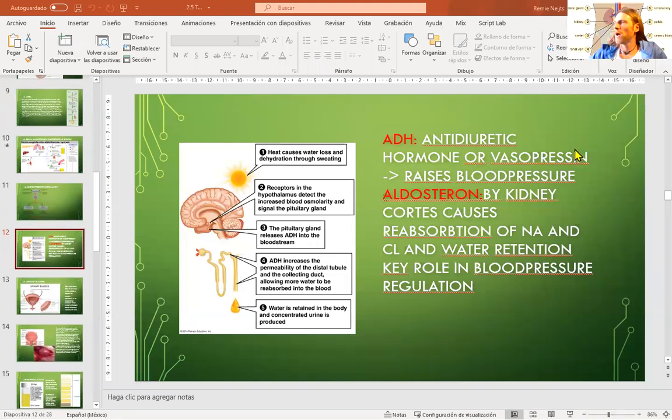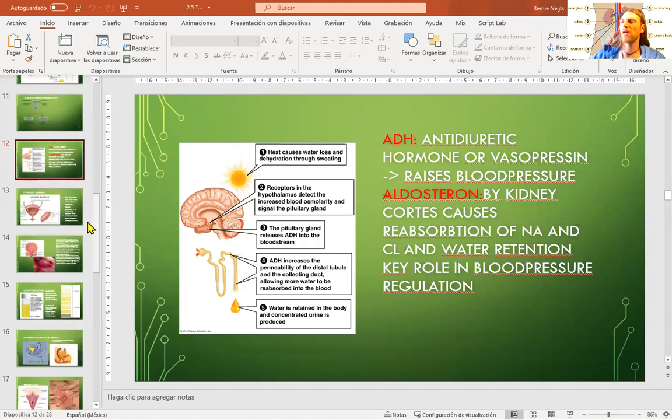Okay, so antidiuretic hormone and aldosterone both are involved in raising the blood pressure. How that exactly happens, you don't have to know, but you have to know what they do, where they're released, and what the function is, okay?